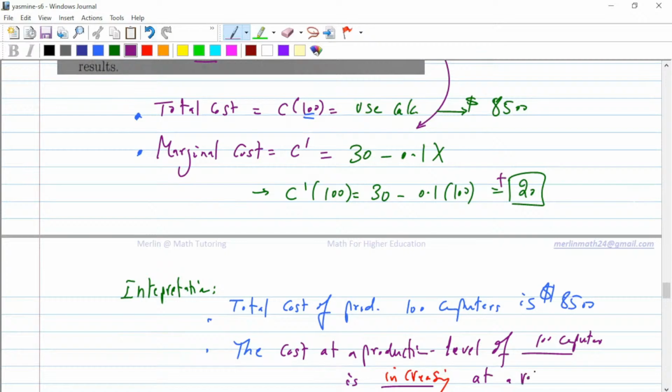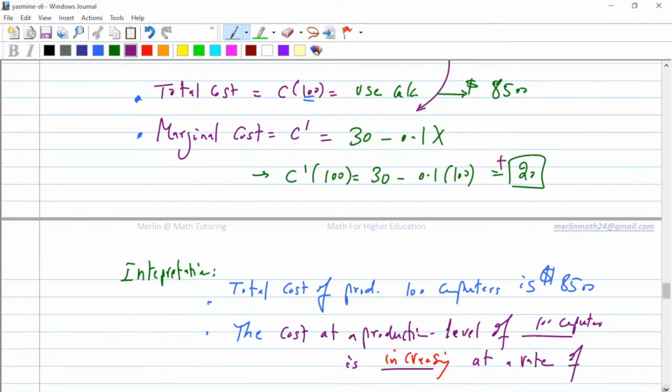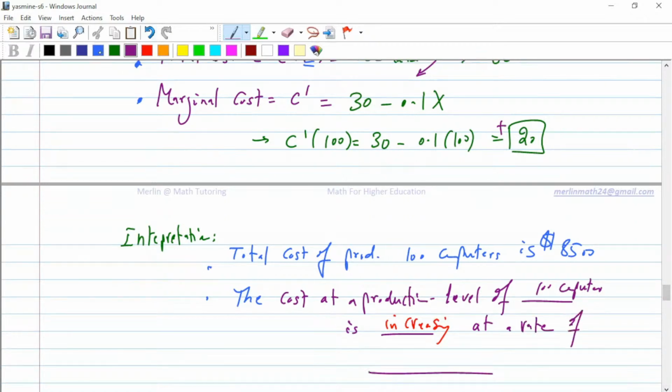Increasing at what? Increasing at a rate of what? At the rate of this number. So what does that number mean? At the rate of computers, okay? Okay, at the rate of $20 per computer, not 20 computers. At the rate of $20 per computer, per item. Okay, the cost is increasing at this rate per computer when they reach the 100 level of production. This is part A. Part B, find the average.